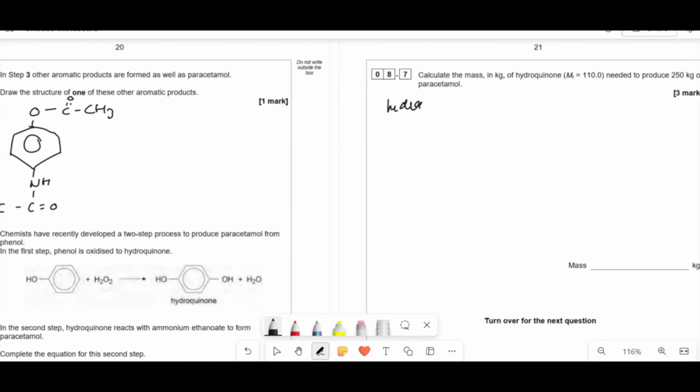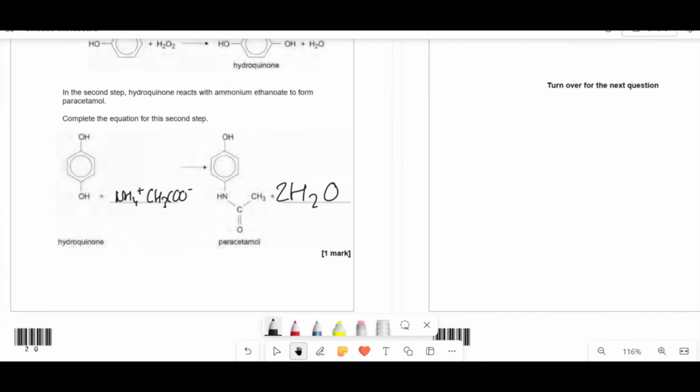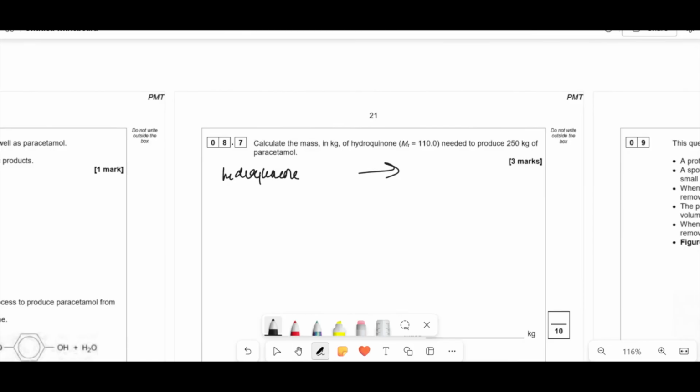So hydroquinone, again, always just scribble out quick equations so you know the ratios, is what I mean by that. So hydroquinone and something makes paracetamol. So hydroquinone, they're in a 1-to-1 ratio making paracetamol. Write down what you know. So in paracetamol, we know we're going to make 250 kilograms, which is 250,000 grams. We know hydroquinone has an MR of 110.